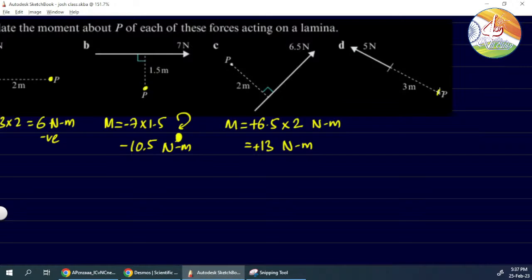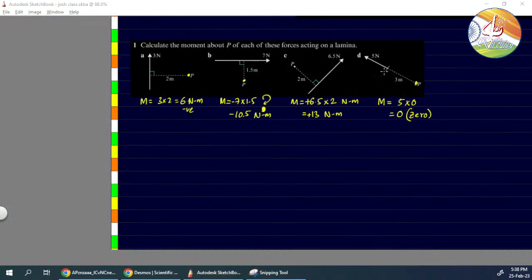Then coming over here we can see that the force is passing through the point P. So what will be the perpendicular distance? What is the perpendicular distance, ma'am? This distance is given as 3 meters, but that is not the perpendicular distance. This is given as 3, but this is not perpendicular distance, right? Force is passing through the point P. That means the perpendicular distance is 0. So moment also becomes 0. So next.